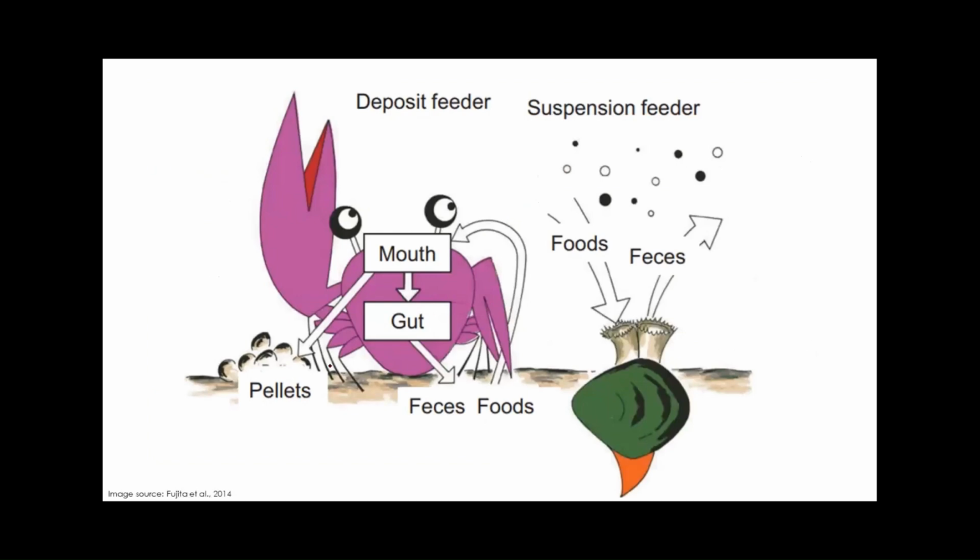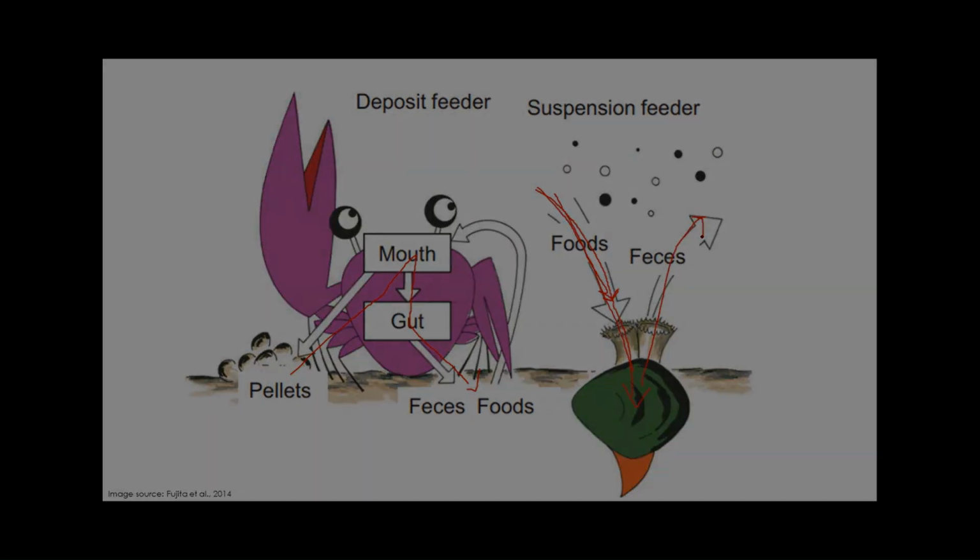Deposit feeders will use their claws or appendages to feed directly into the mouth, and then it goes into the gut and comes out as fecal matter. So this is the process. Now the suspension feeder will take in the water or fluid, absorb the nutrients, and then remove the rest outside through the opening. So this is an example of a deposit feeder and a suspension feeder.